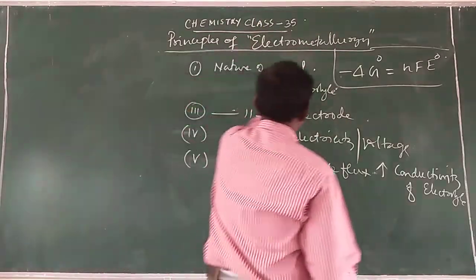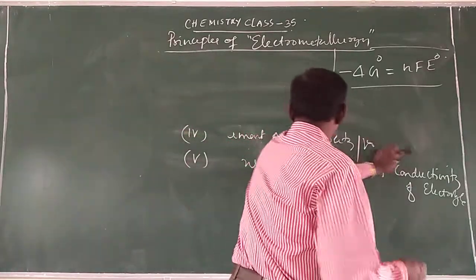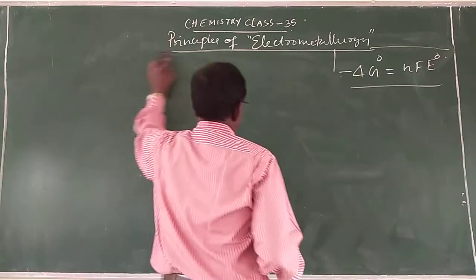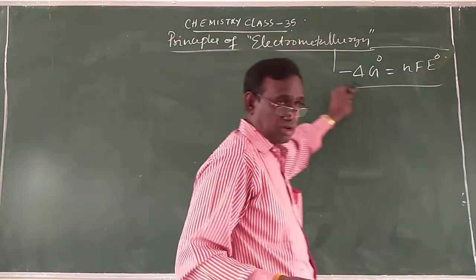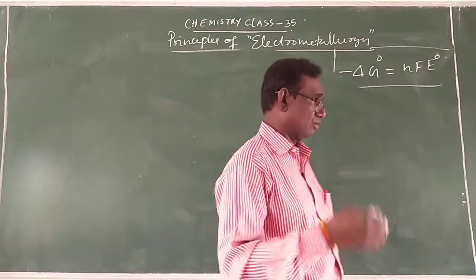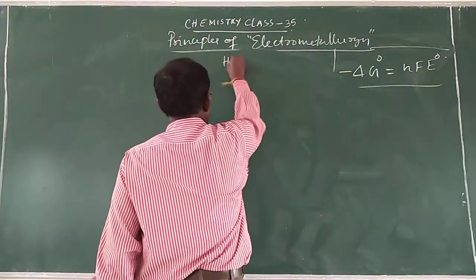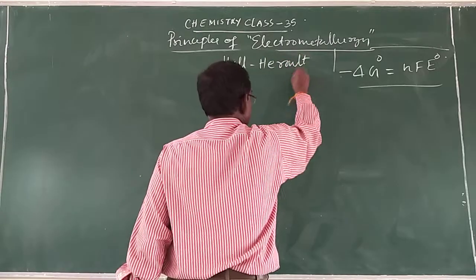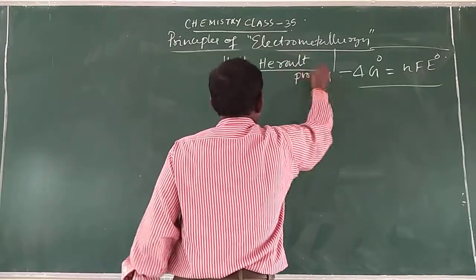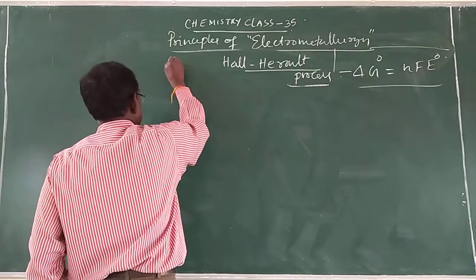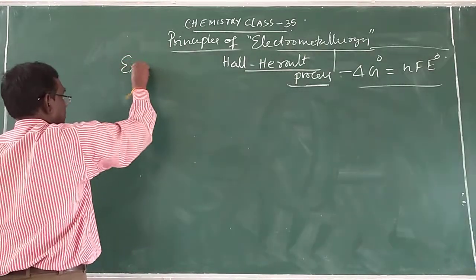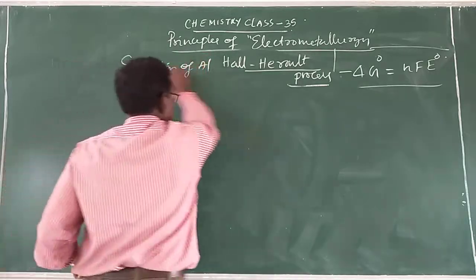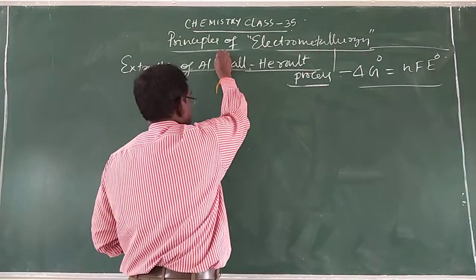So after that, by using this, we have already seen the extraction of aluminium based on one process which is called the Hall-Héroult process. We have the Hall-Héroult process for the extraction of aluminium. I have explained already, extraction of aluminium by the Hall-Héroult process.